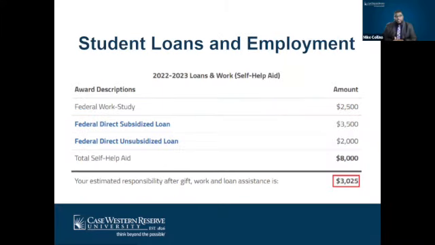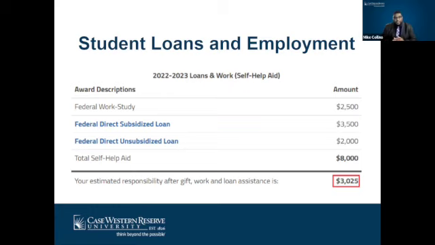The next section, the student loans and the employment section, is also sometimes referred to as self-help. The reason for that is because you will need to do something in order for you to receive that funding. Take work study, for example. In order for you to receive the funding from work study, you have to actually work. You have to go get a job. You have to submit your time. You have to have your supervisor approve it. You have to go through and do all of those things. You don't need to pay it back, but you do have to work in order to get it.